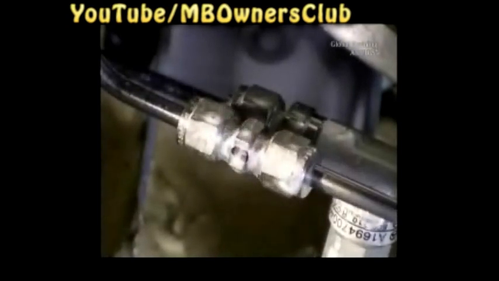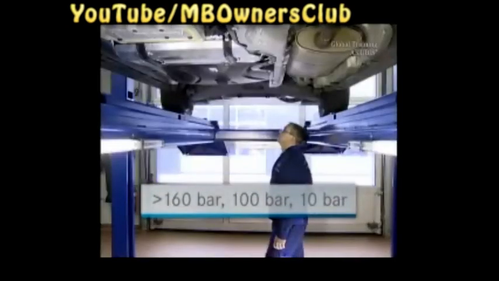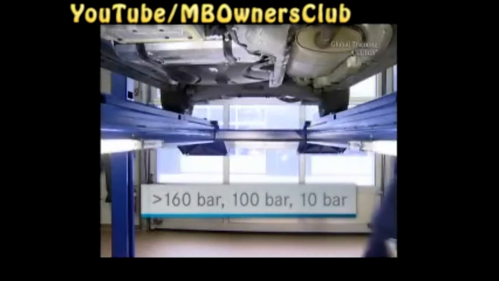With leak detection spray, we examine the place again. Within 3 minutes, no bubbles have formed, which informs us that the leak is repaired. The leak test is only then final if the gas components were examined with a pressure of more than 160 bar, 100 bar and 10 bar.